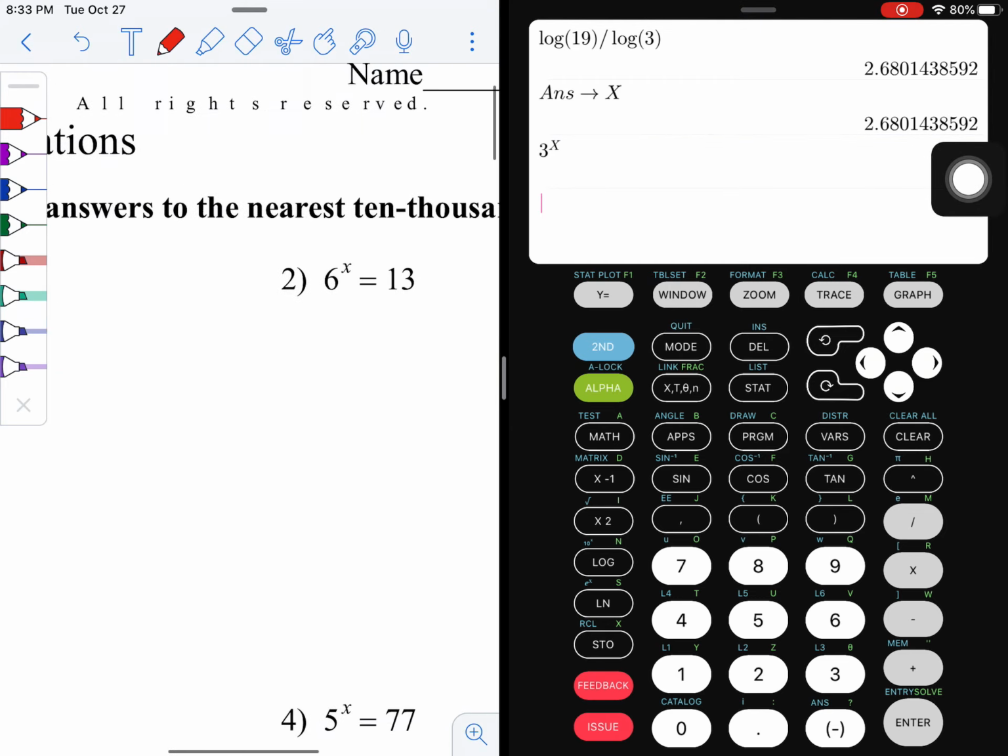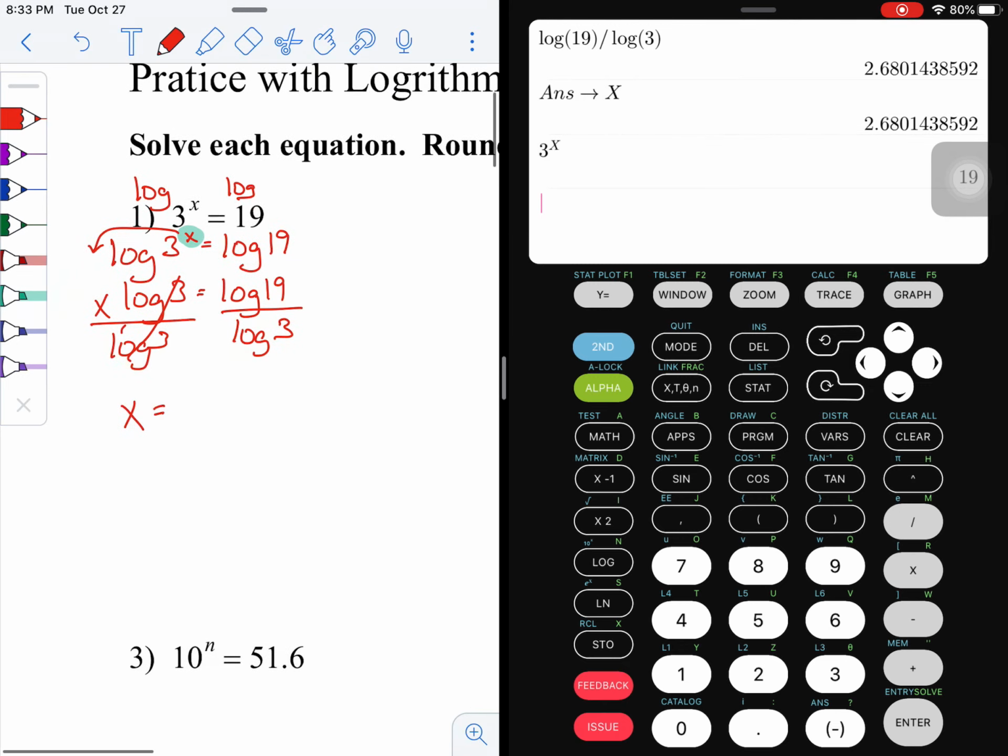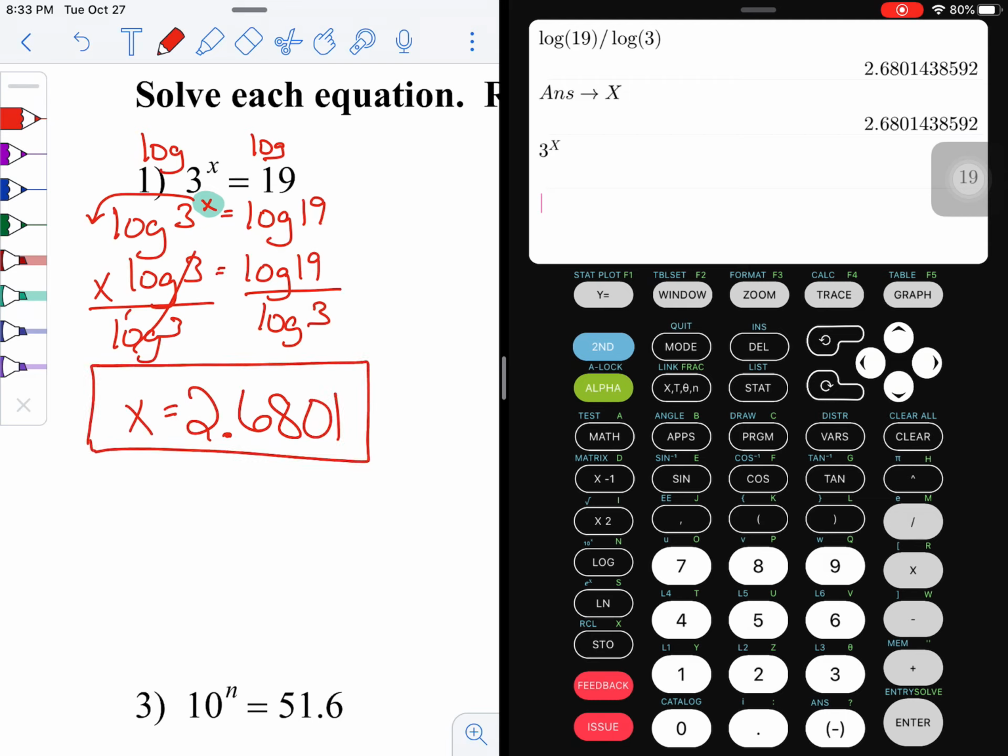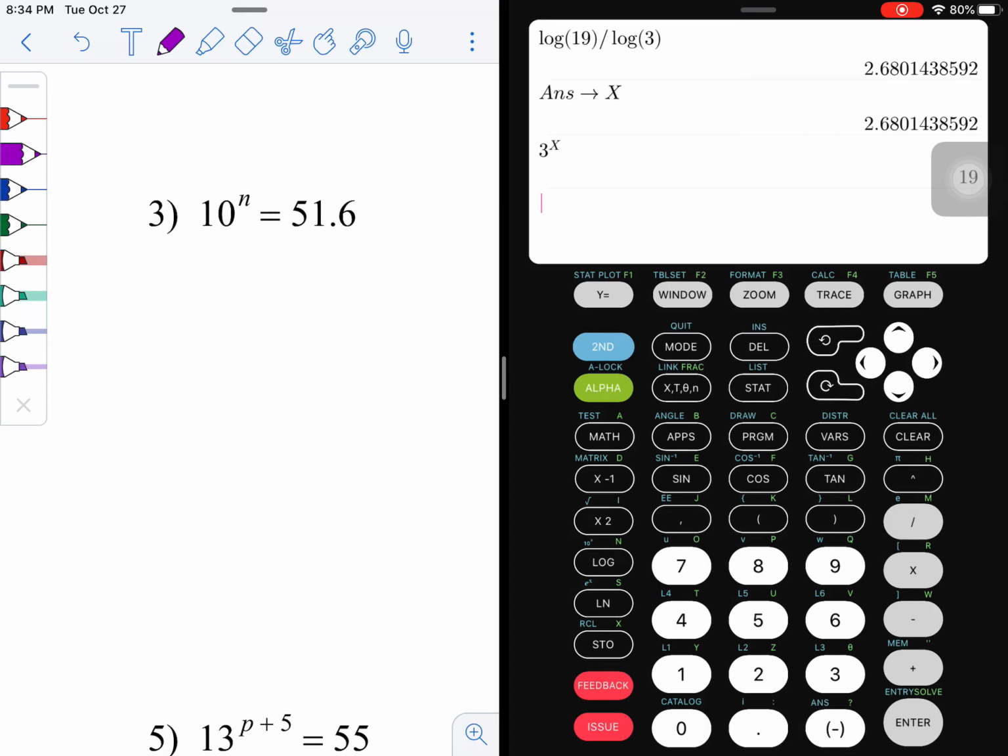Let me round to the nearest 10,000th. So 10,000th means 4 decimal places? Tenths, hundredths, thousandths, ten-thousandths. Yeah, it's 4 decimal places. Okay. So 2.6801. All right. So that's problem number 1. I'm going to slide right on down to problem number 3, and I'm going to do the same thing.